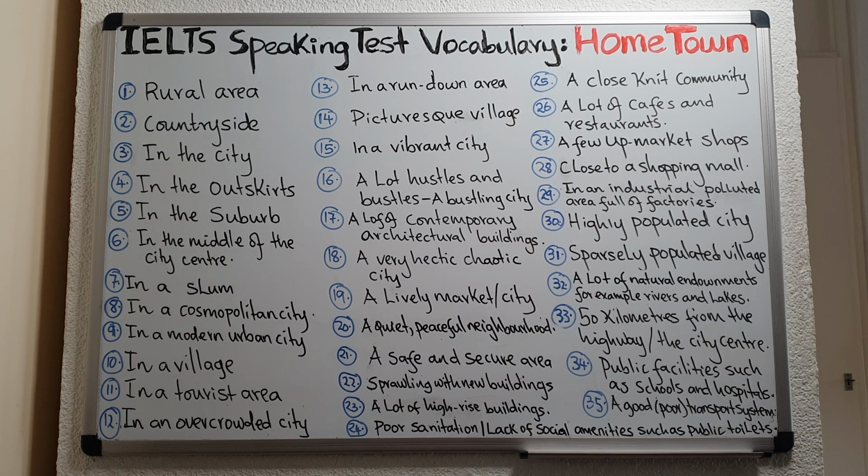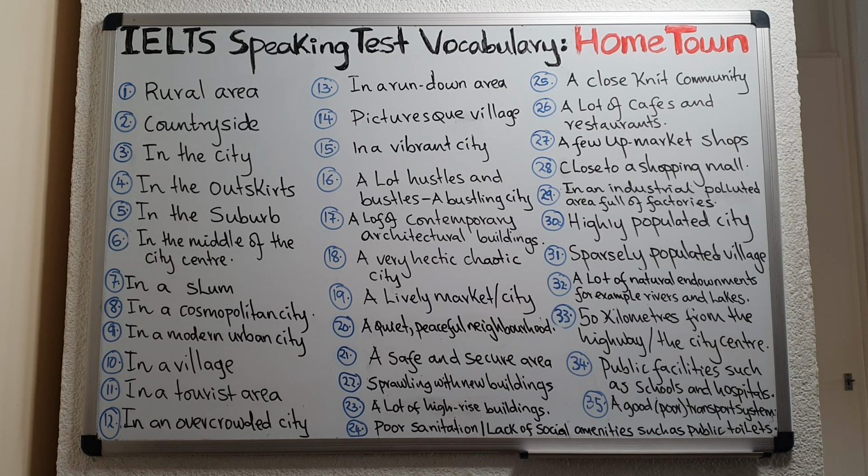Okay, number 23, a lot of high-rise buildings. If you live in an area that has a lot of high-rise buildings, then it means that the buildings around where you live are very high. Okay, they are very high buildings. They are storey buildings. They are apartments with maybe 3, 4, 5, 6 stories. Okay, they are very high. So that is a lot of high-rise buildings.